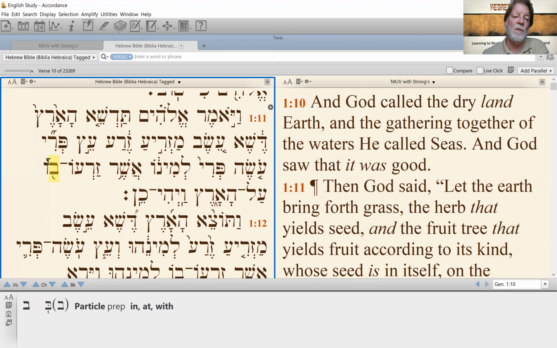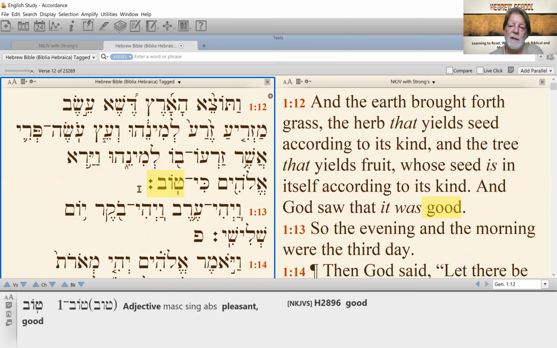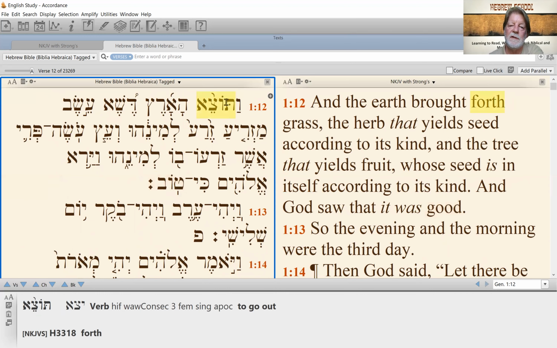Asher zara'o vo, whose or which have seed. Zara'o, his seed. Vo is in it. Al haaretz, upon the earth. Vayehi, and it was ken. It was so. It was, yes, it was the way God wanted it to be. Verse 12, vatotse, and caused to go out. Haaretz, the earth caused to go out.